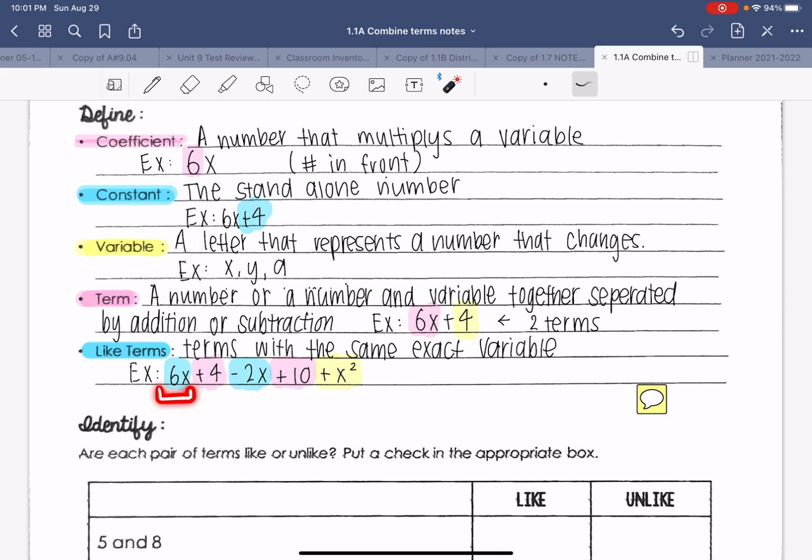So this 6x right here and this negative 2x are on the same team because they have the same variable of x. Whereas our 4 and our 10 are going to be the same term as well because they're not wearing a jersey. They're not wearing an x or a y or an x squared, for instance, right here. This x squared is in its own team because of the x squared. That x squared means x times x, whereas 6x is just 1x. So that's why those terms are different.